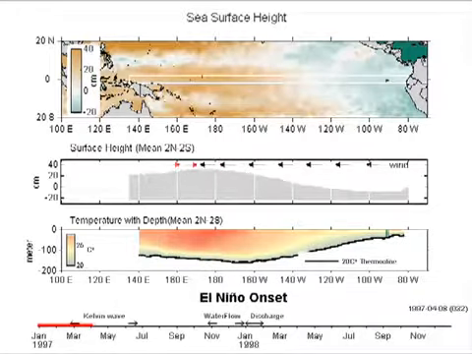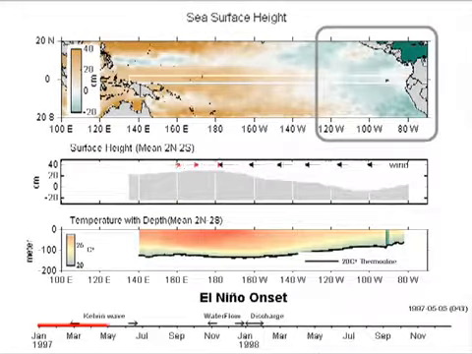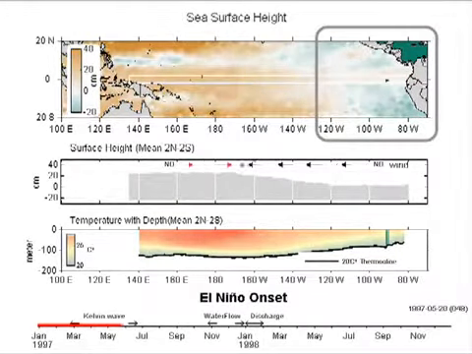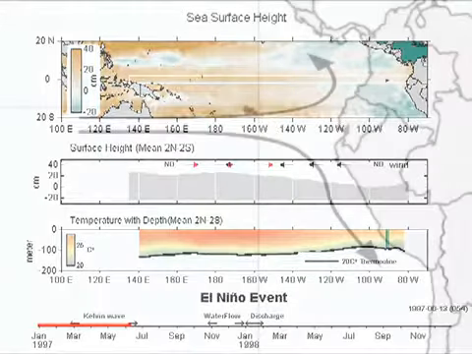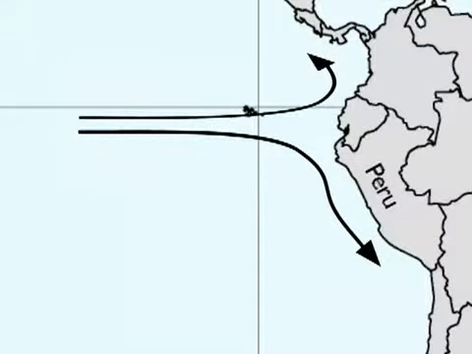As each Kelvin wave hits the coast of South America, it divides and propagates along the north and south coastline. The speed of the Kelvin wave around the Peruvian coast is roughly 200 kilometers per day.